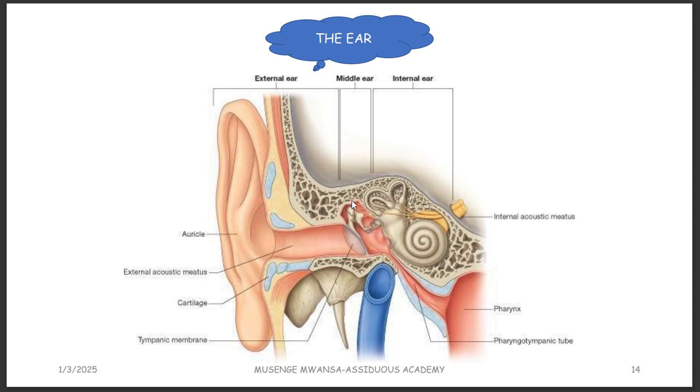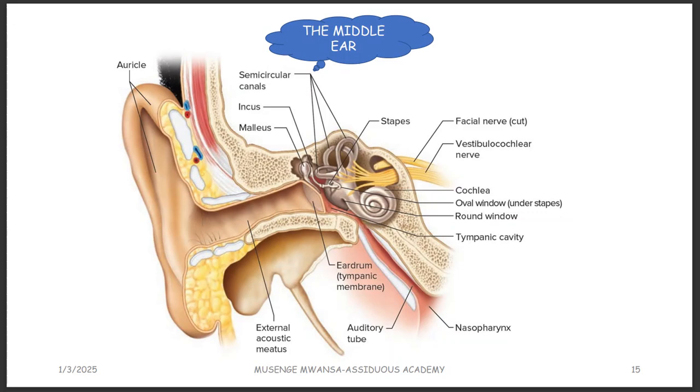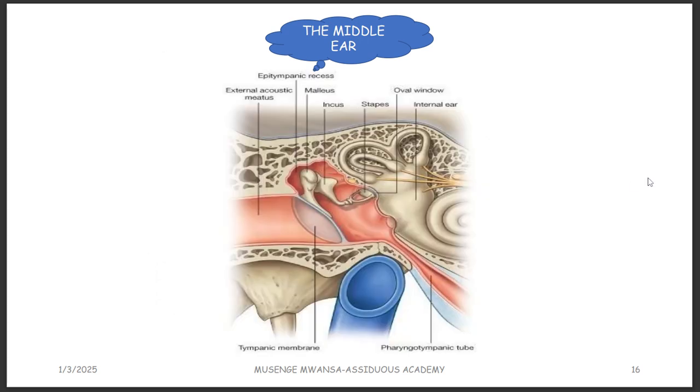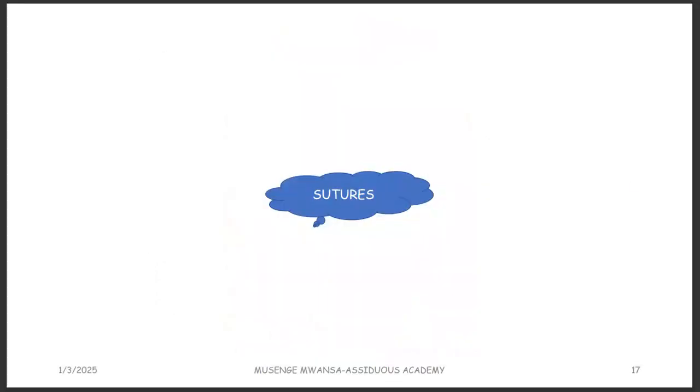What I wanted to mention is that the middle ear has small bones, the malleus, the incus, and the stapes. These are the ones again that you can see. The malleus is attached to the eardrum or the tympanic membrane. The incus attaches the malleus to the stapes. The stapes is the one that attaches to the cochlea at what we call the oval window, but don't worry about that. Let's talk about the sutures that make up the head and the neck.